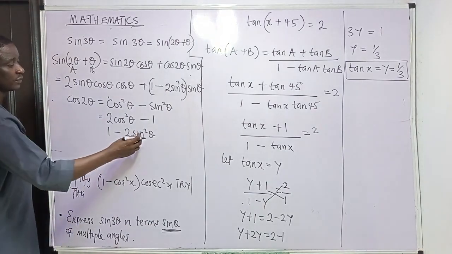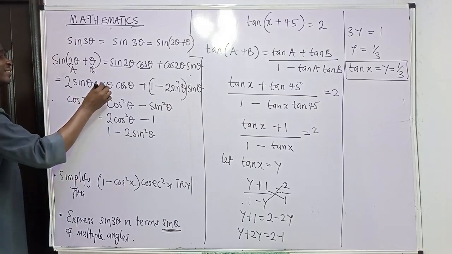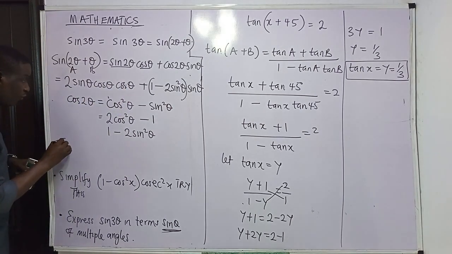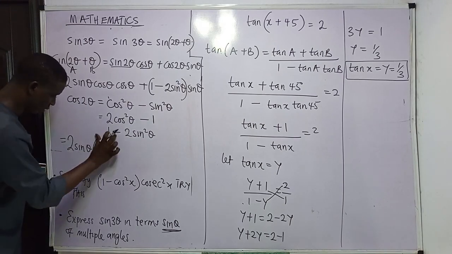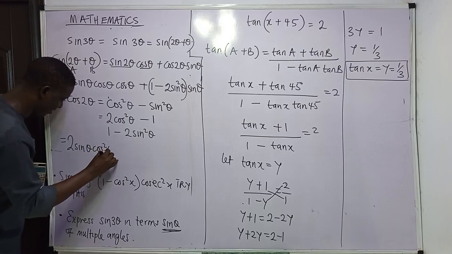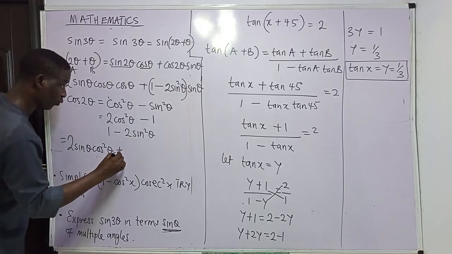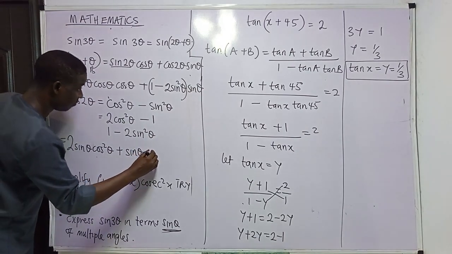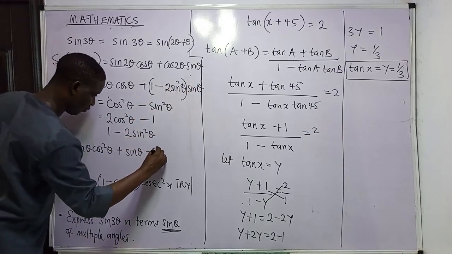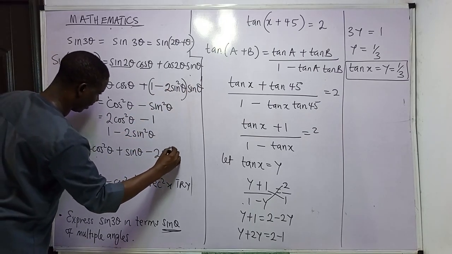So what do we have now? We place that one there. Now recall that this times this will give us what? We go further. 2 sine theta into bracket, cos square theta plus what? This times this will give us what? Sine theta minus 2 sine cube theta.